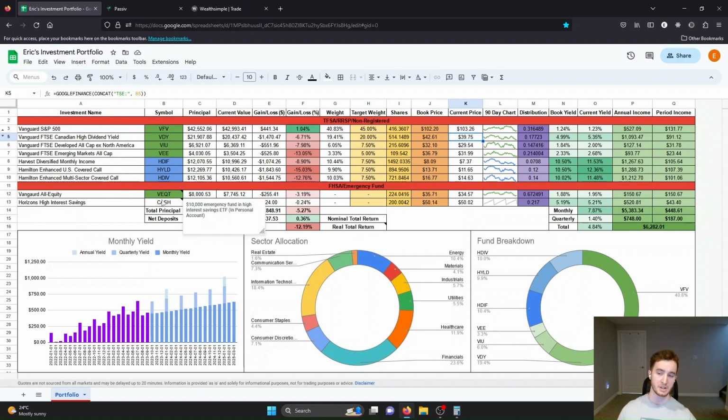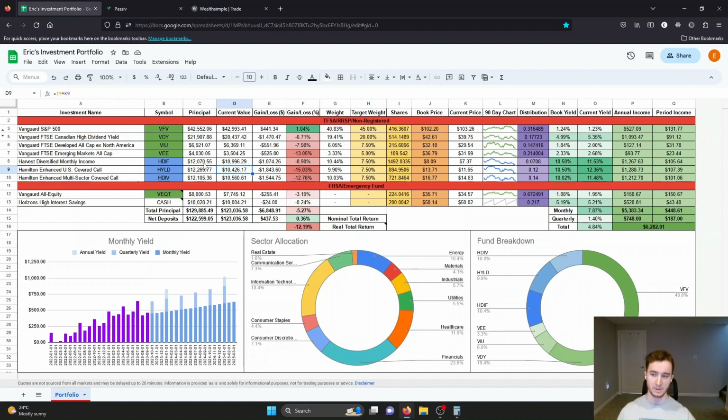With the FHSA, I just went all in on VEQT because I don't want to even think about it. It's such a small contribution space that you get. It's $40,000 after 5 years, so it's not a big deal, honestly. So I just went all in on VEQT there, and I've highlighted that in the previous video.